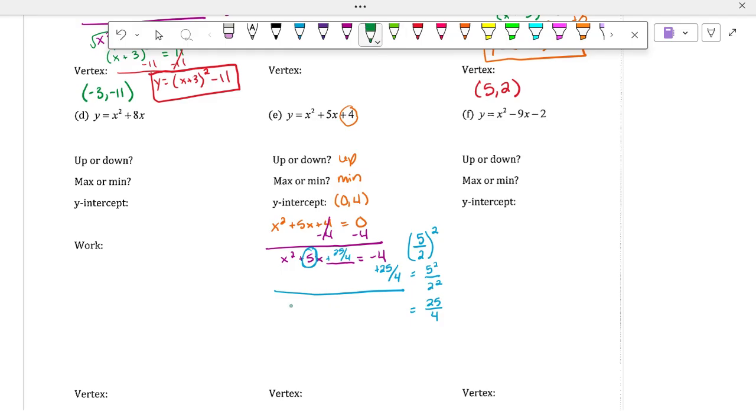Now, this will give me x squared plus 5x plus 25 over 4. It's equal to, now in the spirit of no calculator, I can convert negative 4 to negative 16 over 4. I just multiplied the top by 4, put it over 4 because negative 16 divided by 4 is negative 4. And I'm going to add 25 over 4. So if I do 25 minus 16, that'll give me 9 over 4. So we're going to leave this as 9/4.